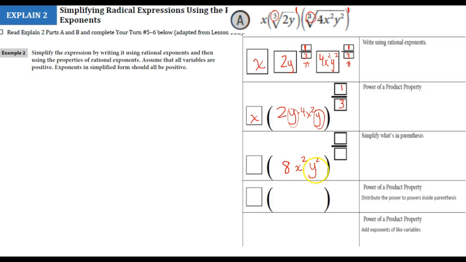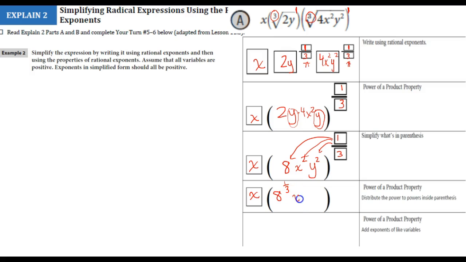A couple of students say, well, what if I put the y first or the x? You want to make sure it's in alphabetical order. Last but not least, we'll bring down that x. We still have that exponent here. It states power of a product property, which means we're going to distribute that exponent to what is inside. So that would be x times 8 to the 1/3 power.